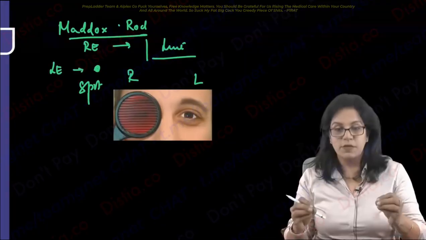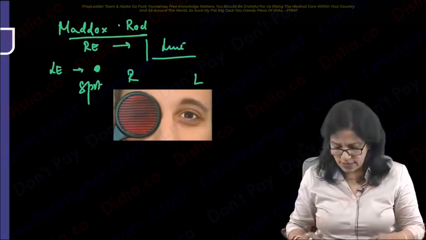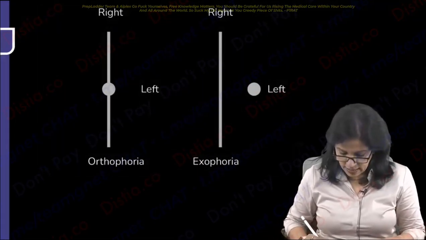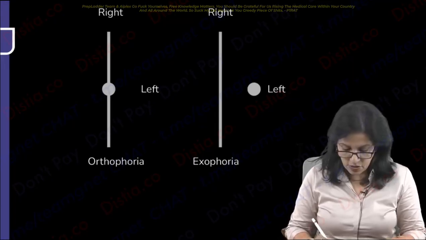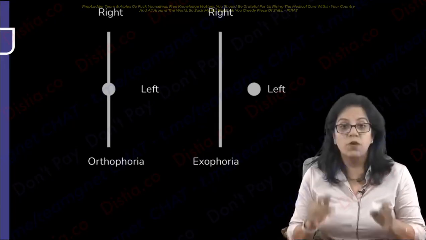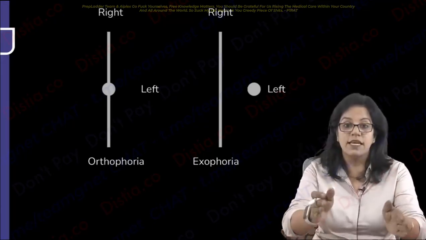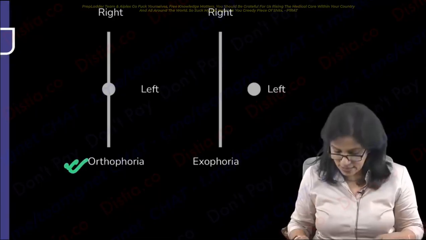After that, you ask the patient, what can you see? If he is normal, he will say, okay, I see the line of light, and this is the spot of light which is crossing the line of light, right? So what the patient is seeing, we have to comment on. So this is orthophoria. We are checking the latent squint.